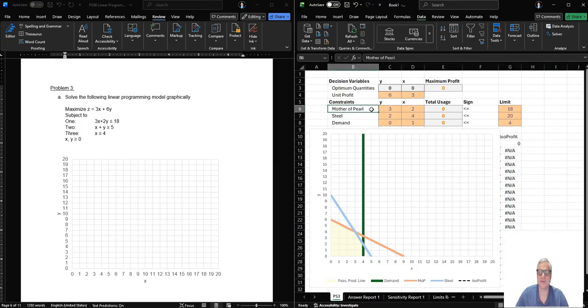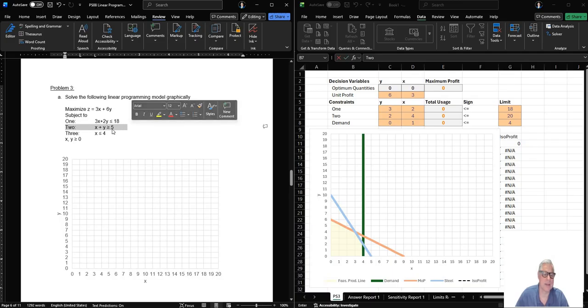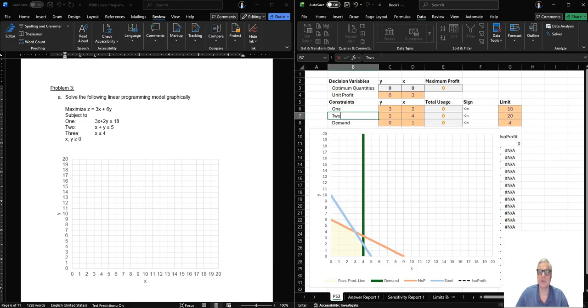And the constraints, they are now not called mother of pearl, steel, and demand, but they are 1, 2, and 3. With 2 you got to be careful because that has now greater than or equal. So they are not all less than or equal. So that will change the area of feasible production. So 2, we got to be careful for the sign. And we have the demand.